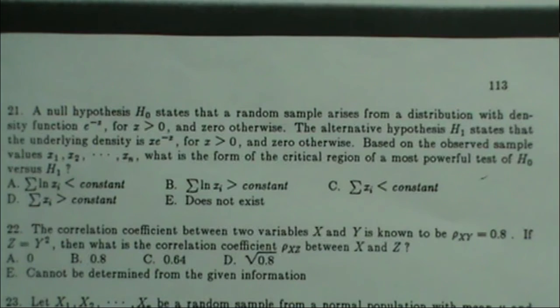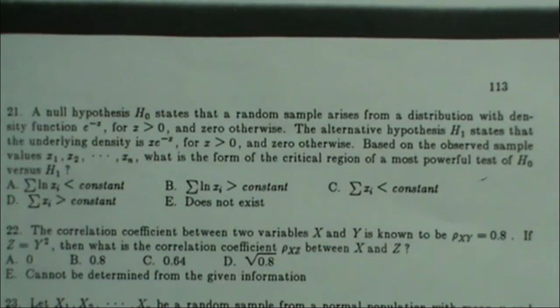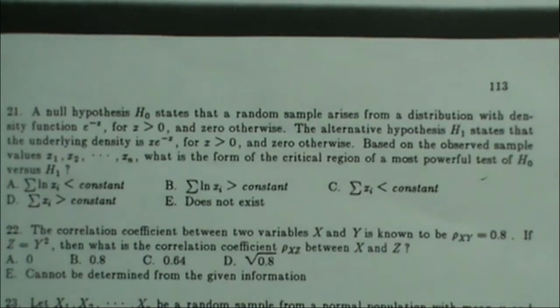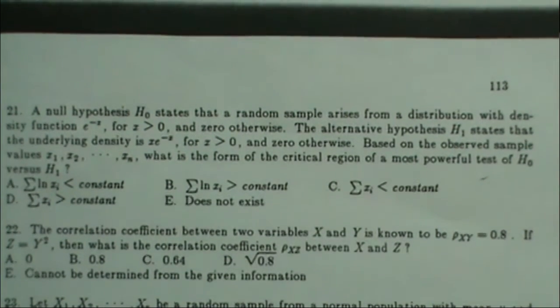Problem number 21. A null hypothesis states that a random sample arises from a distribution with density function e to the minus x, where x is positive and 0 otherwise. The alternative hypothesis, H1, states that the underlying density is x times e to the minus x, for x positive, 0 otherwise. Based on the observed sample values, x1 through xn, what is the form of the critical region of the most powerful test of H0 versus H1?